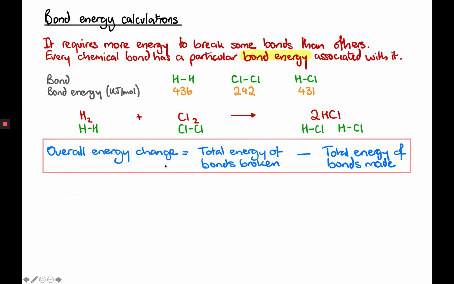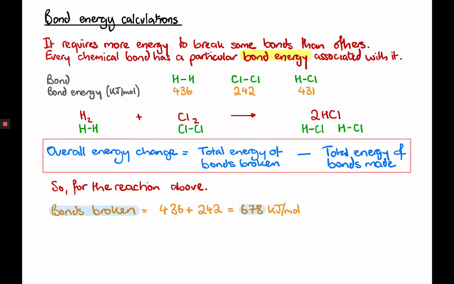Okay, so we're going to apply this now to this particular reaction here, and so we've got the information that we need here. So for the reaction above, the bonds broken, so we are going to have to break this hydrogen bond, and we're going to have to break this chlorine bond, and there's only 1 of each of them, so it's going to be 436 plus 242. It's these 2 values here, and so it's going to cost 678 kilojoules. And then when we look at the bonds that are being made, there are 2 hydrogen chloride molecules, so there's 2 bonds. So the bonds being made are 2 times 431 because we have 2 of these hydrogen chloride molecules. So we would get the energy that would be released is 862 kilojoules.